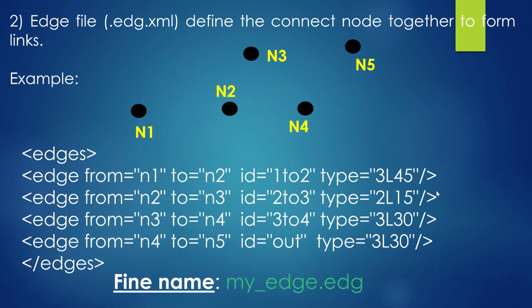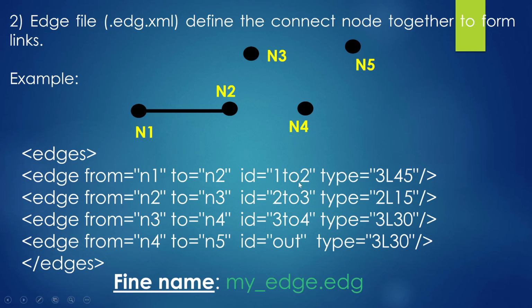Okay, now let's create the edge file. As I said before, the edges are the links that connect the nodes. This is how to define the edges. We start from a node to another node. From N1 to N2, we have our link, that's one edge.